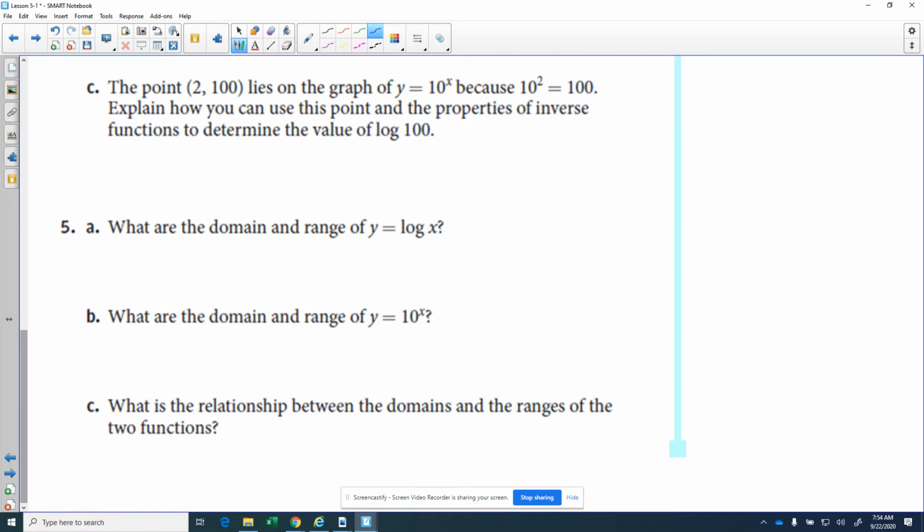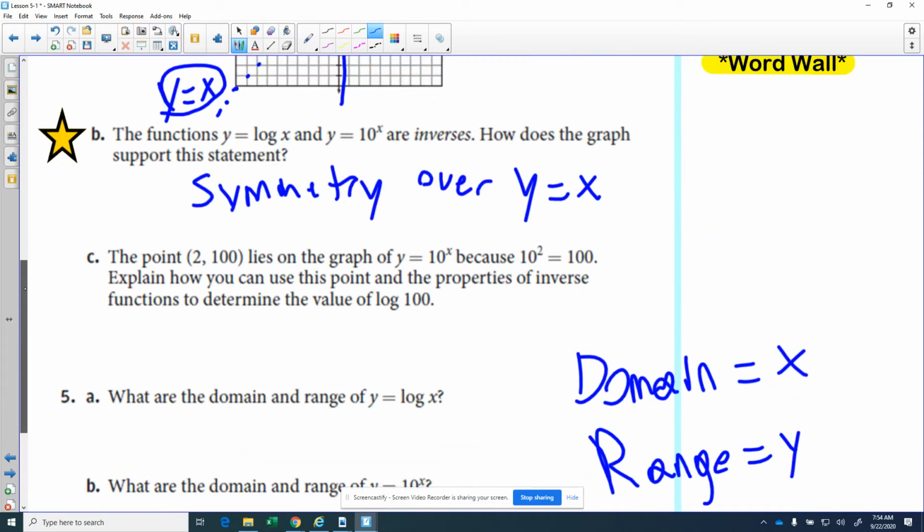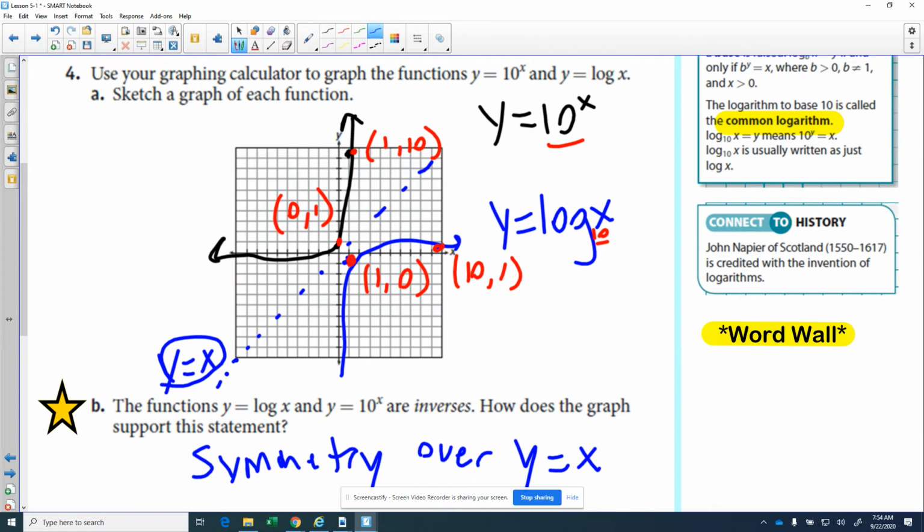Okay? To kind of quickly review this, domain is always the x value restrictions. Range is going to be your y value restrictions. Or in other words, it's basically going to be your independent, dependent, what you can plug in, what you can get out. All those things work with the domain and range. So I look at the domain and range of log of x. My blue graph there.